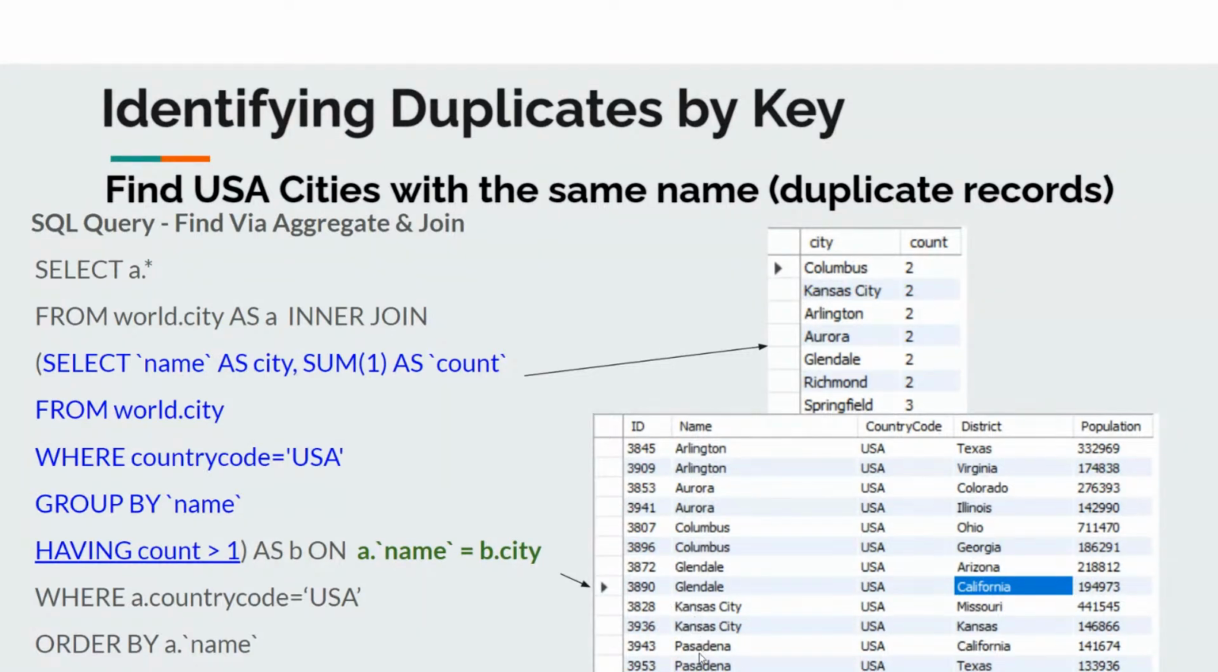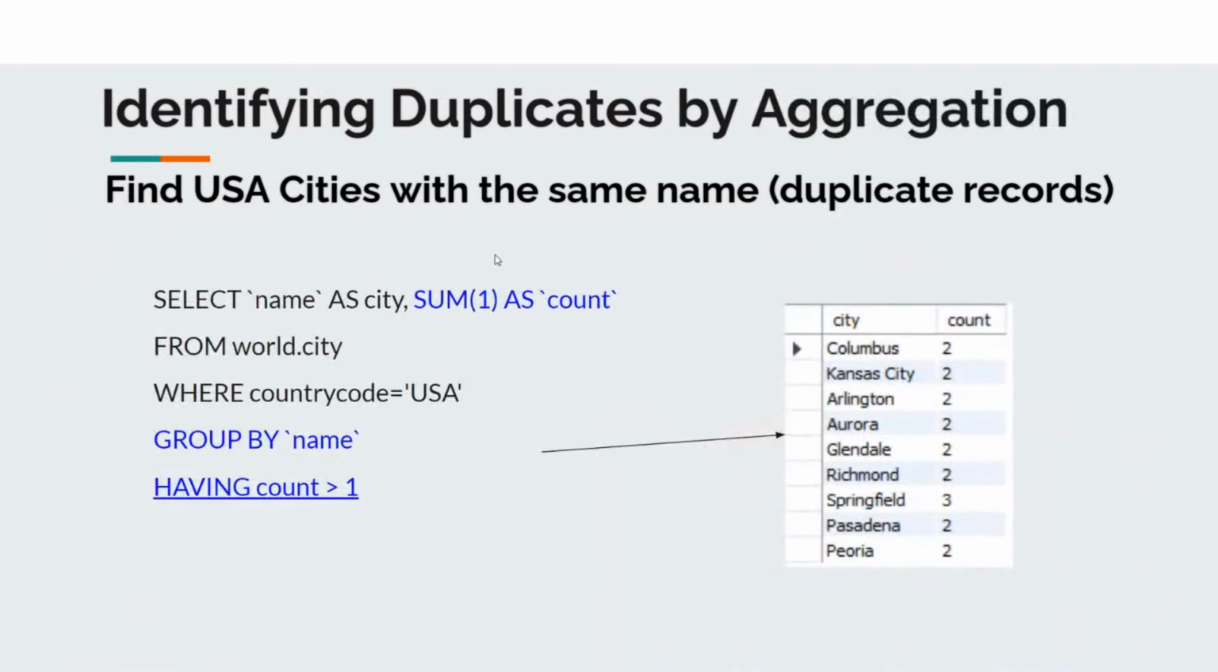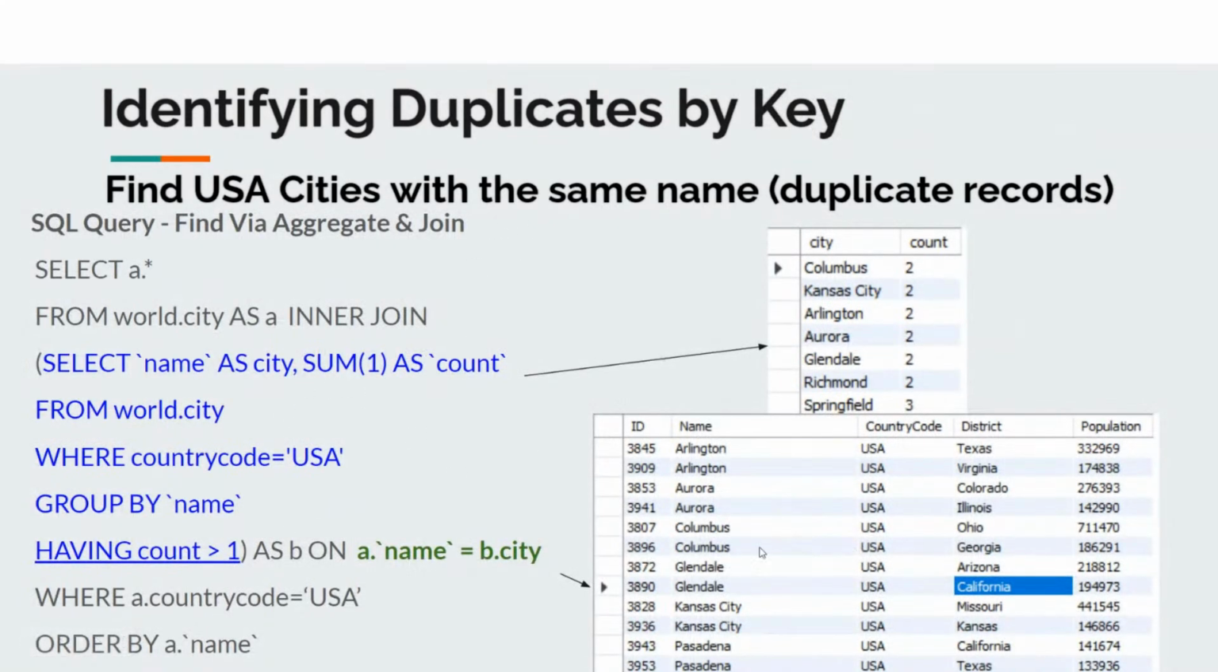So it'll only return the matching records in the bigger table. This is where the combination of aggregation and duplicates by key becomes really valuable, because you can take that result and then, from your bigger data set, get only the ones that match. Now you can see Arlington, Texas, Arlington, Virginia, that's where you get the count of 2. Kansas City, Missouri, and Kansas. And then Glendale, Arizona, and California, and so forth.